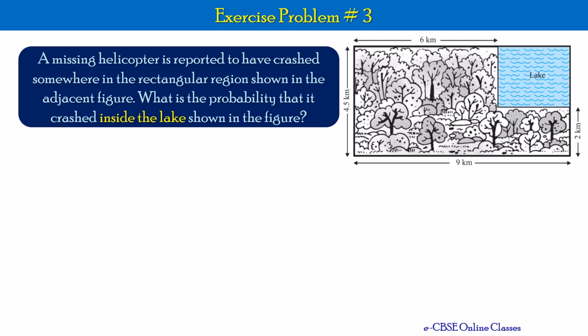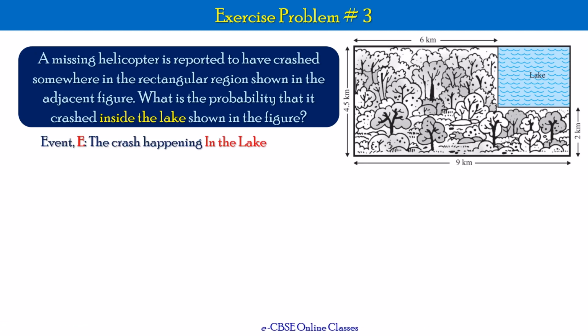A missing helicopter is reported to have crashed somewhere in the rectangular region shown in the adjacent figure. What is the probability that it crashed inside the lake shown in the figure? Okay, you understand the problem? Right side there is a picture given and some dimensions are also given. When a helicopter has crashed somewhere in the rectangular region, they are asking what is the probability that the crash has happened inside the lake.